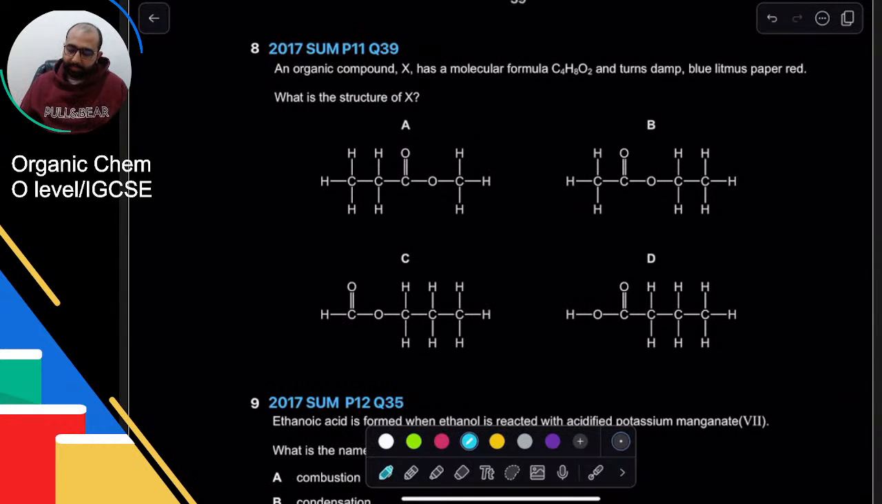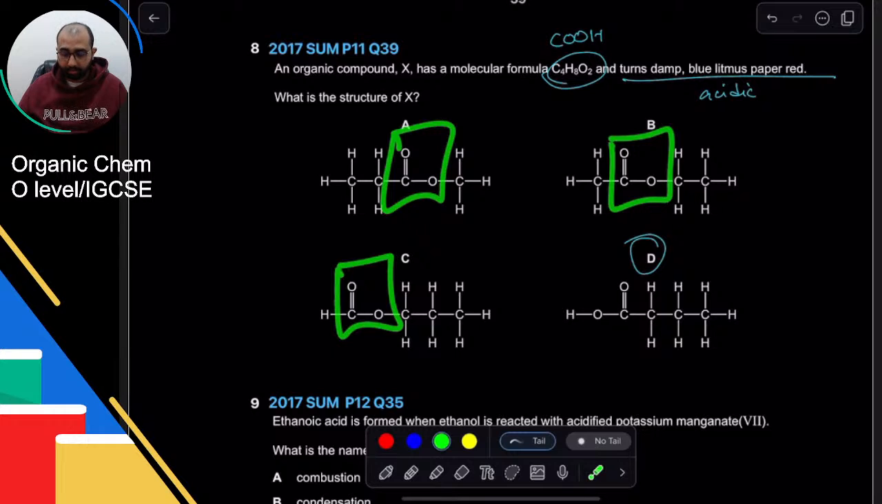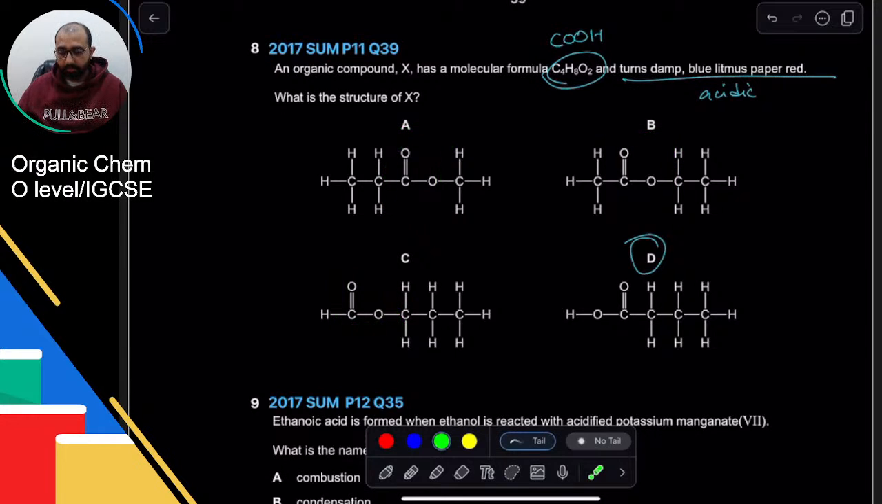An organic compound X has molecular formula. This turns damp blue litmus red. This is telling me that it is acidic. So this means it will have COOH. So if I have C4 and I also have COOH, that confirms that I have butanoic acid or some variant of that. So the one that has COOH, D, because this is ester, this is ester, this is ester. Okay, so none of them are going to produce what we are looking for. In fact, this one is also another thing that we study in A levels, but we don't need to go into that.